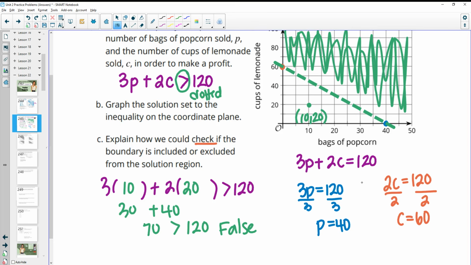Okay, so when you did the intercept, if you plug in 60, okay, so for this one, we're going to plug in the point (0, 60). So we would have 0 popcorns and we have 60 lemonades. Okay, is that greater than 120? Well, it's equal to 120, right? So 120 is not greater than 120. So false. So the boundary line is excluded. That's why we did that dotted line.